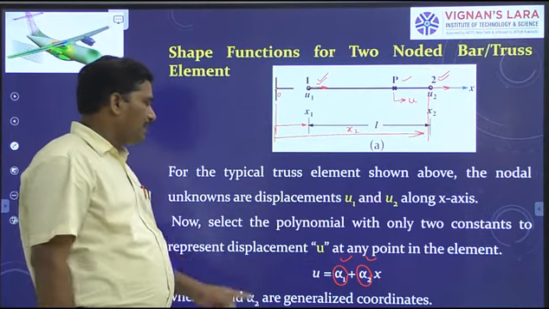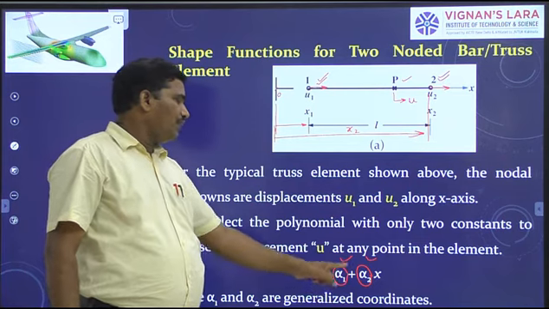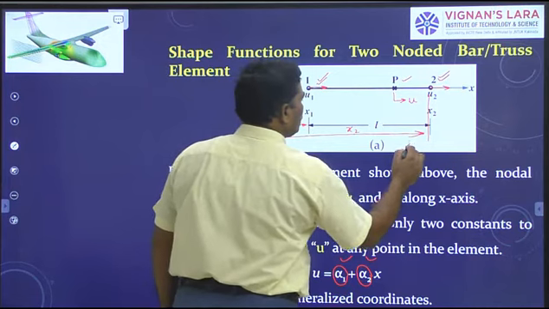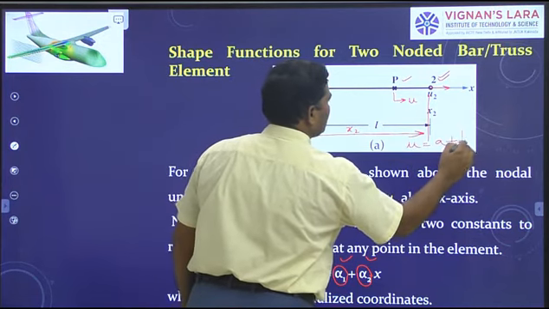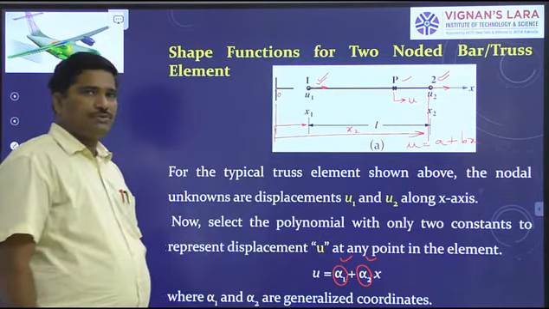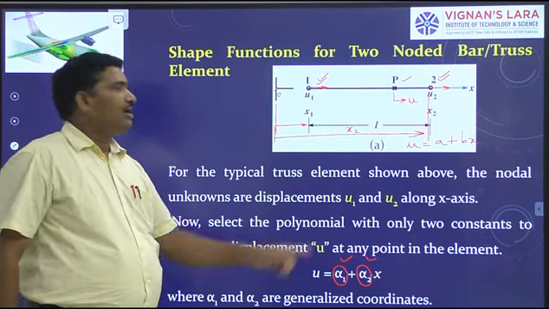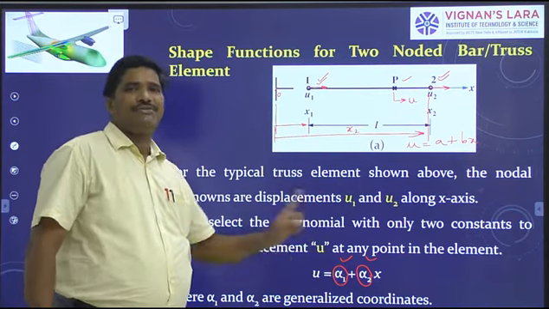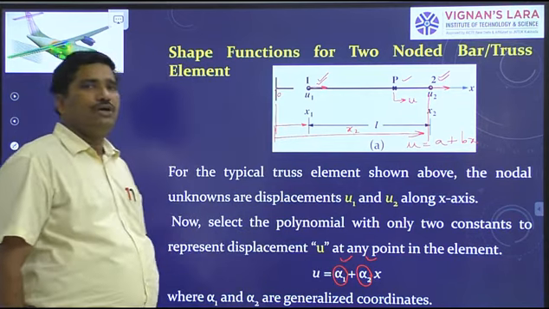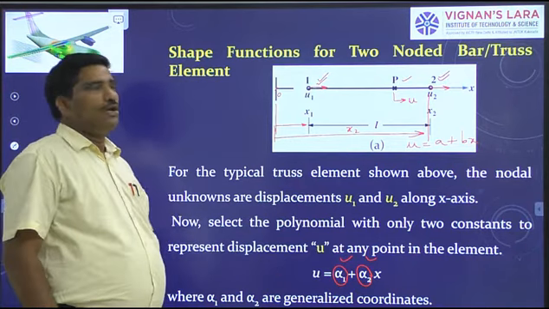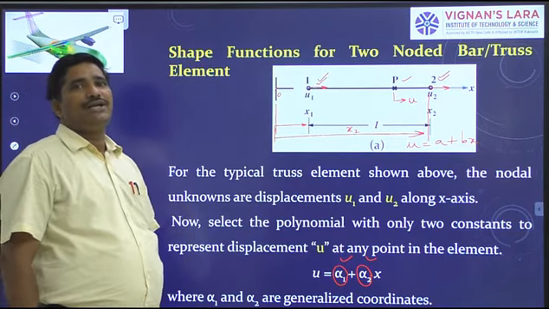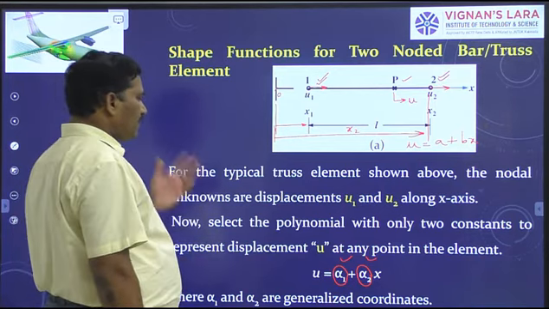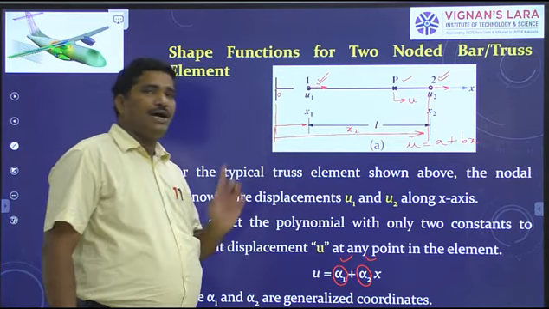Then what is my polynomial? U equals alpha 1 plus alpha 2 x. Or you can write it like this: U equals a plus bx, where a and b are the generalized coordinates. So here, in this equation, alpha 1 and alpha 2 are the generalized coordinates. What approach are we following? The generalized coordinate approach.